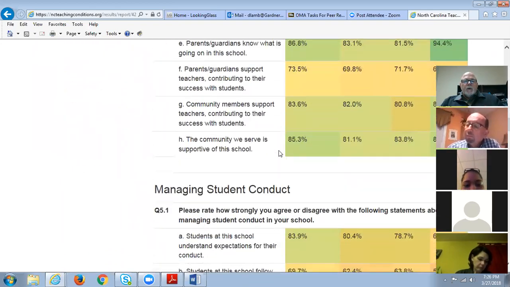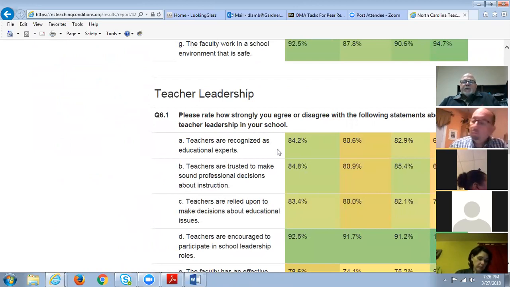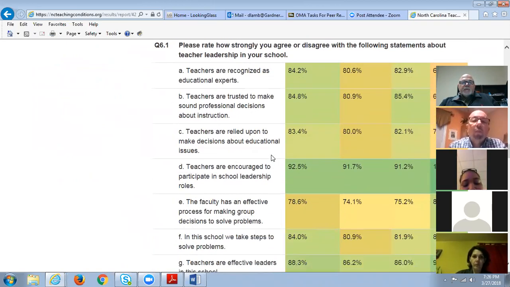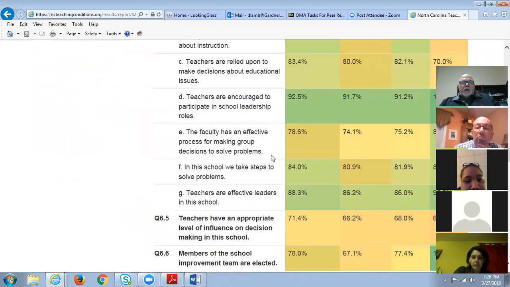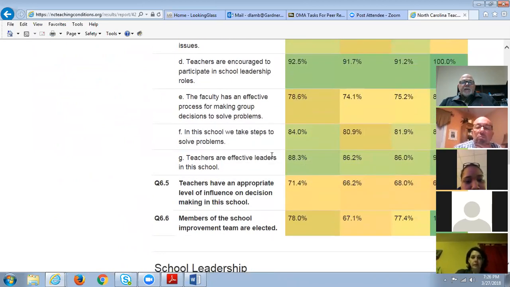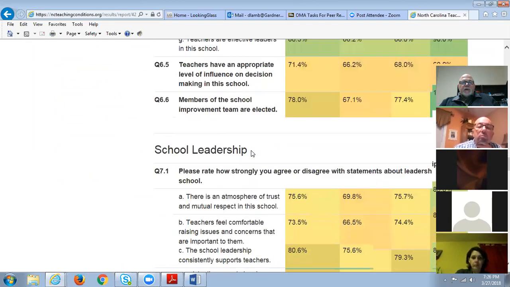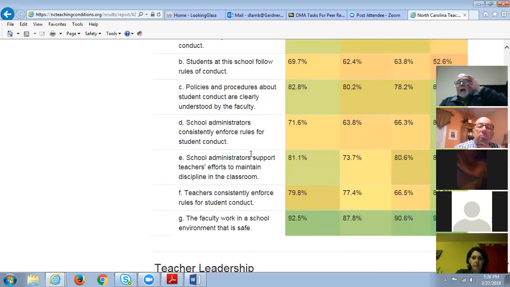And so what you would look at is these questions right here under teacher leadership. Here's a good survey right here. Teachers are recognized as educational experts, trusted to make professional decisions, encouraged to participate in school leadership roles, effective process group decisions, take steps to solve problems, are effective leaders in this school. Those kinds of things. I actually like Whitaker's better, because it asks about specific things that you've been involved in.